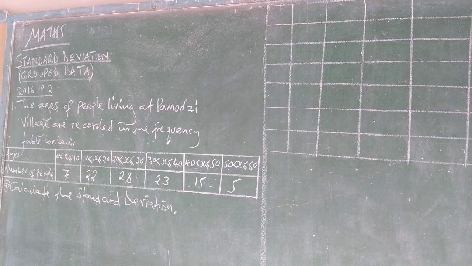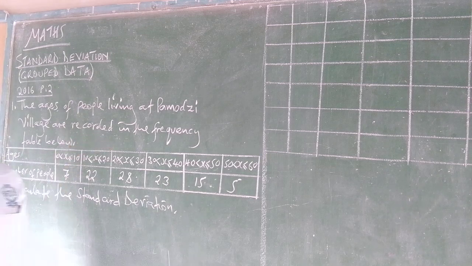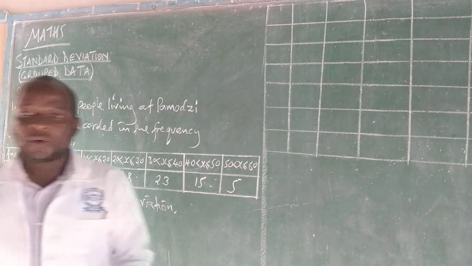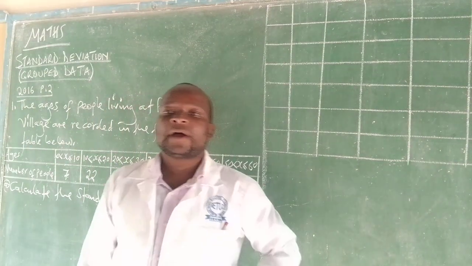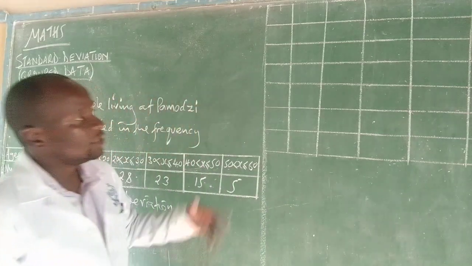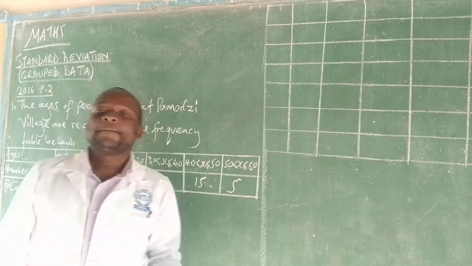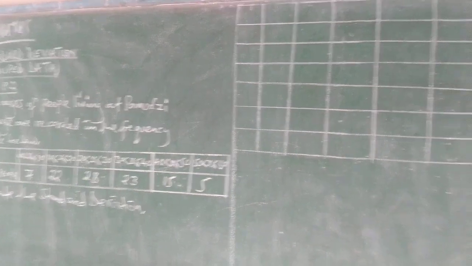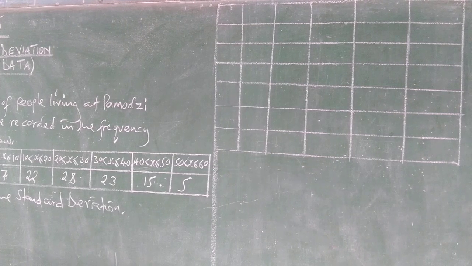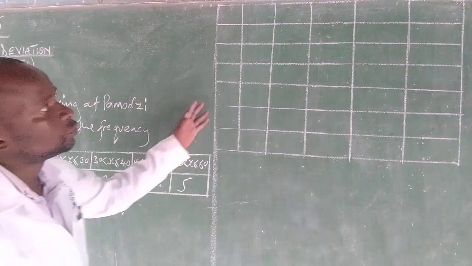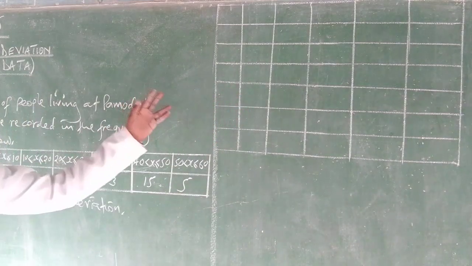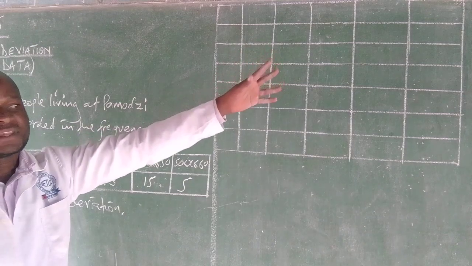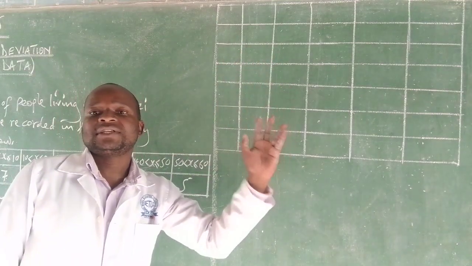Now, to find the standard deviation of this kind of data, there are so many methods out there which can be used. But today we will consider a simplified method where the use of a table will be in place. Using a table to find the standard deviation of grouped data, you draw a table which will have the number of columns equal to 6. The number of rows will depend on the question.